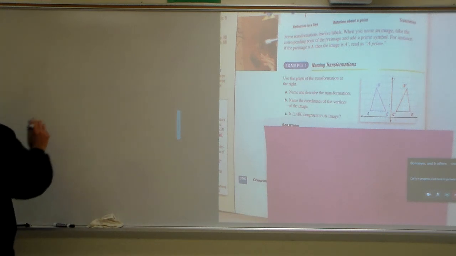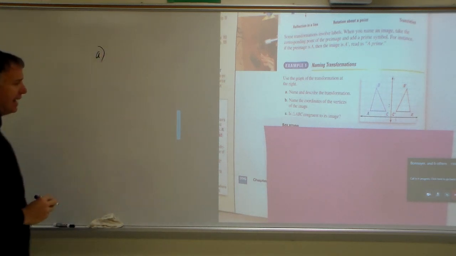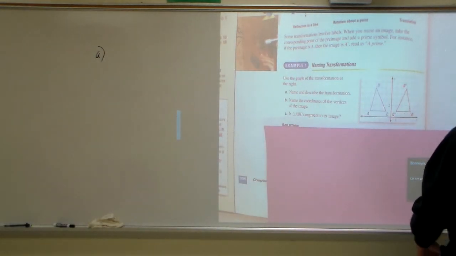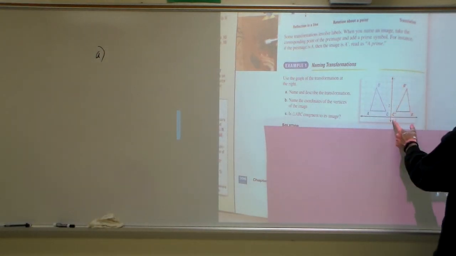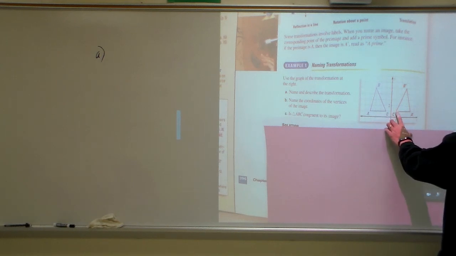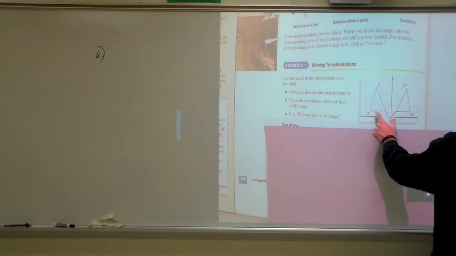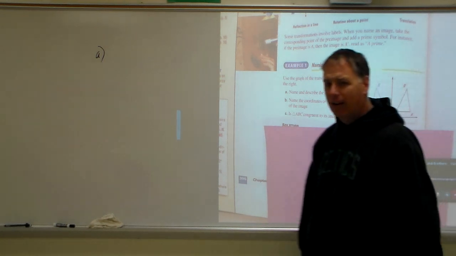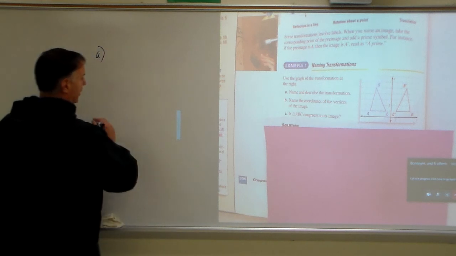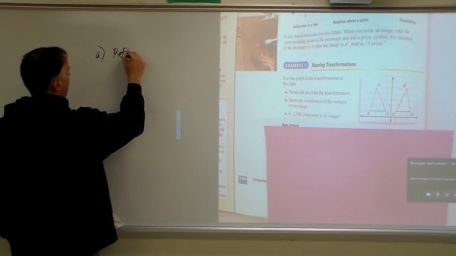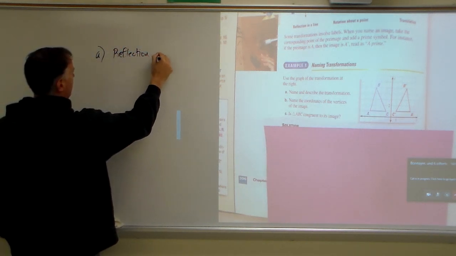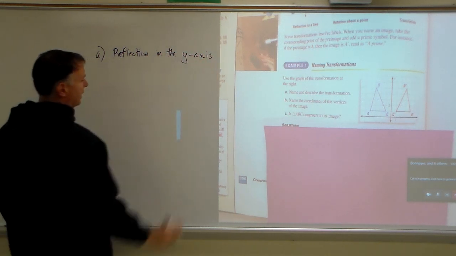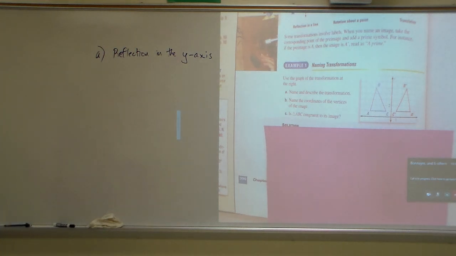So, part A, I look at that and I think that's going to be a reflection, okay? I think that the reflecting line is the y-axis, and this point is here. This is 1, 2, 3, 4 away, 1, 2, 3, 4 away. I think that's the way it's going to match up. So I am going to say a reflection, and it's a reflection in the y-axis, because the y-axis is the reflecting line.